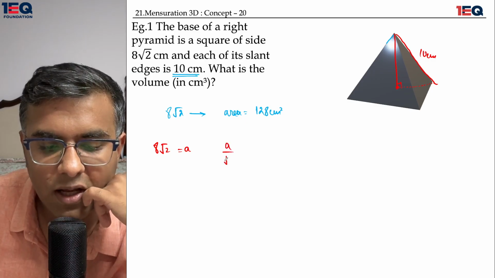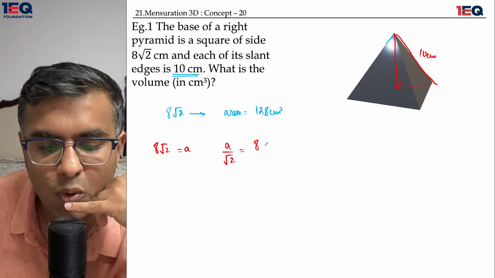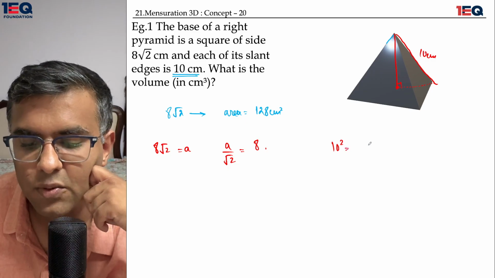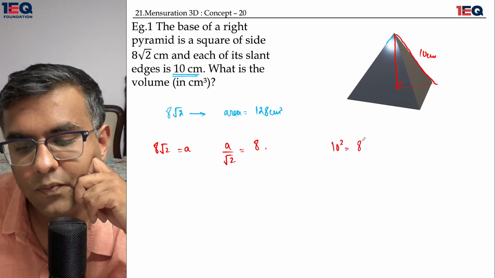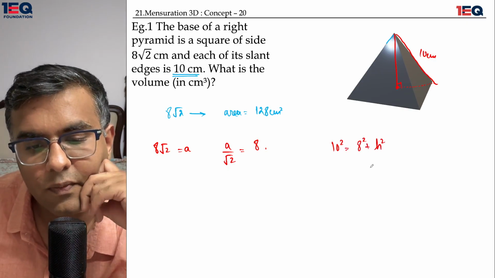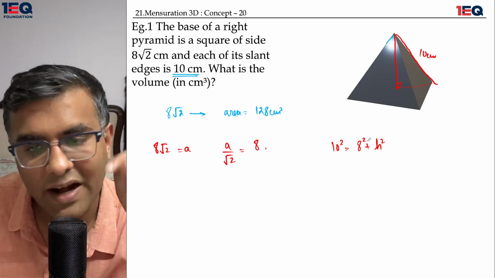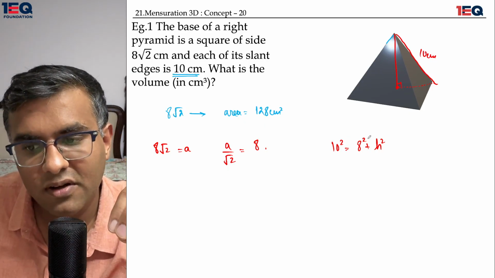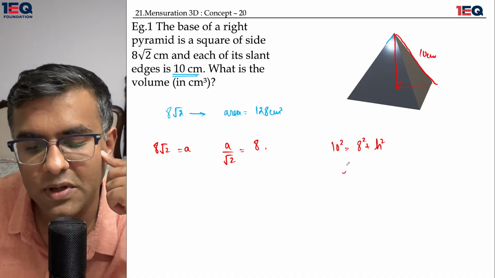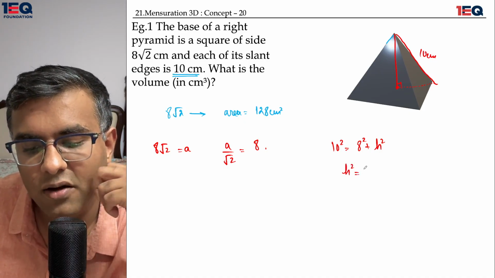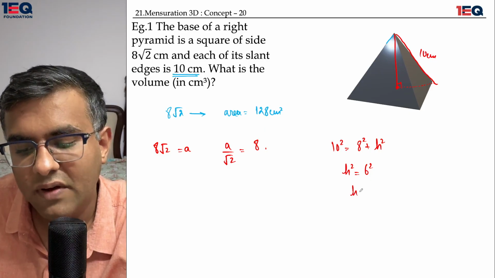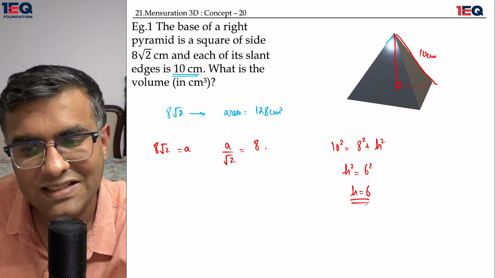I need to find out a upon root 2, which would be equal to 8, and this I can employ in the formula. The formula now talks about 10 square being equal to 8 square plus h square, right? I need the height to be in my favor. I need to find out the height first. So 10 square is equal to 8 square plus h square. From this, I can deduce that the value of h square is equal to 6 square, because this is again a Pythagorean triplet. So the value of h comes out to be 6 in this case.